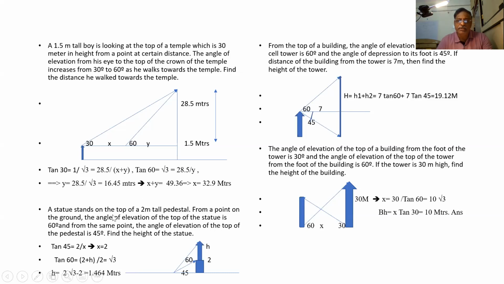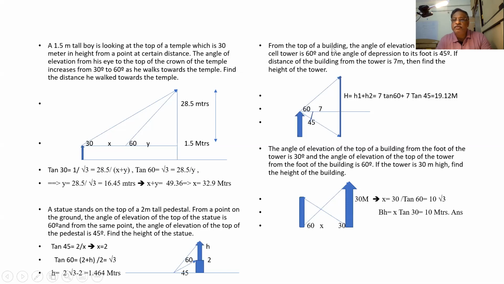So see, the problem appears long, but once we convert the problem into a drawing, it is a simple problem. We should be able to draw this drawing from the theory given. Theory to be converted to drawing. What is the difference here? There is a boy whose height is 1.5. So I cannot put 30 by x or 30 by y. I have to put 28.5 by x plus y, and 28.5 by y. Here also same. So you should be able to understand the problem and draw it.